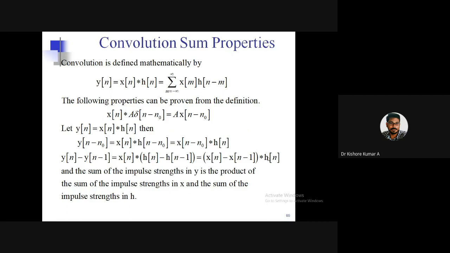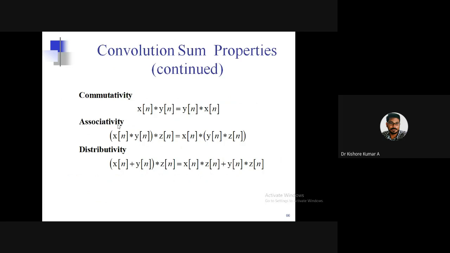And here also we can have some convolution sum properties. These are all the properties, like x of n convolved with delta of n minus n0, which becomes x of n minus n0. The sum of the impulse strengths in y is the product of the sum of the impulse strengths in x and h. So similarly, the sum of the impulse strengths in h can be obtained from those in x. Here again, the commutative, associative and distributive properties apply to the convolution sum.